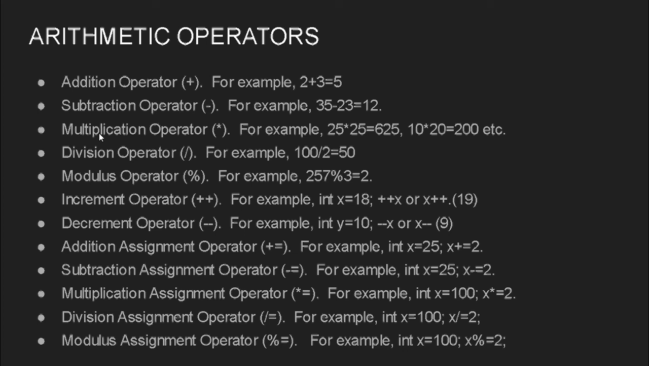Then the multiplication operator. When you're multiplying two numbers, for example here I've written 25 with 25, I multiplied 25 with 25 and the result is going to be 625.